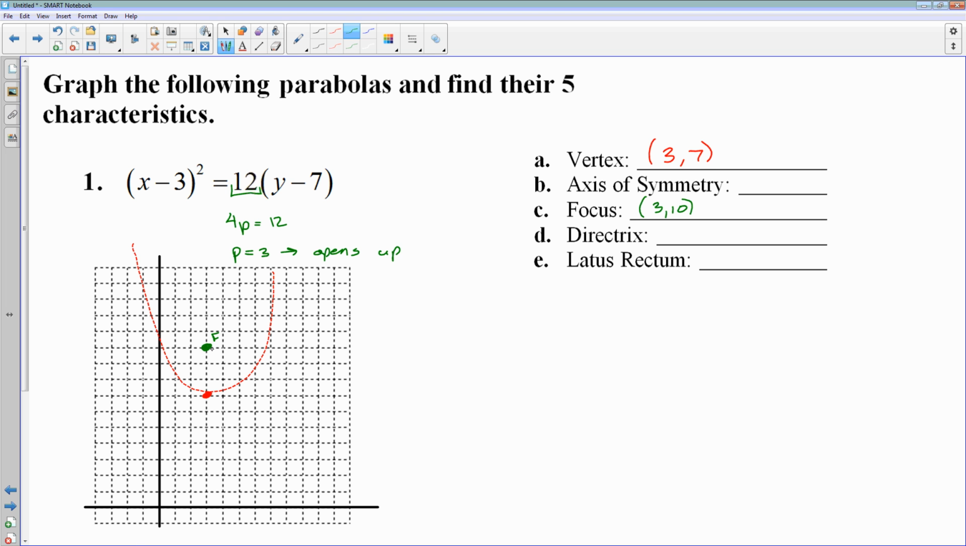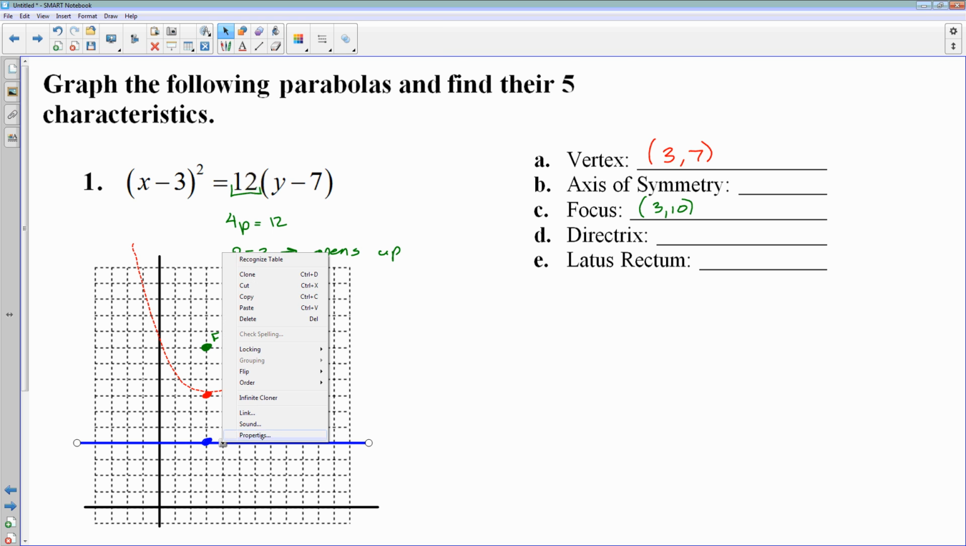And then I'm going to do my directrix. The directrix is the same distance from the vertex, only I need to go down. So my directrix is going to be 3 units below my vertex, and it is a horizontal line. It's going to look like this. I meant for that to be dotted. So that's what my directrix is going to look like.